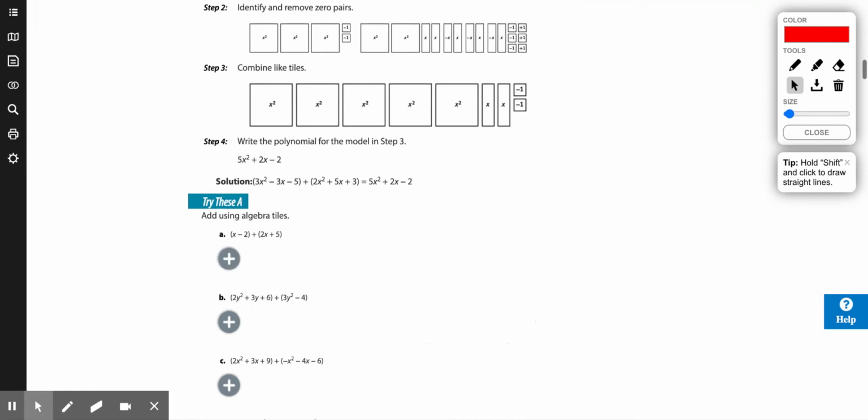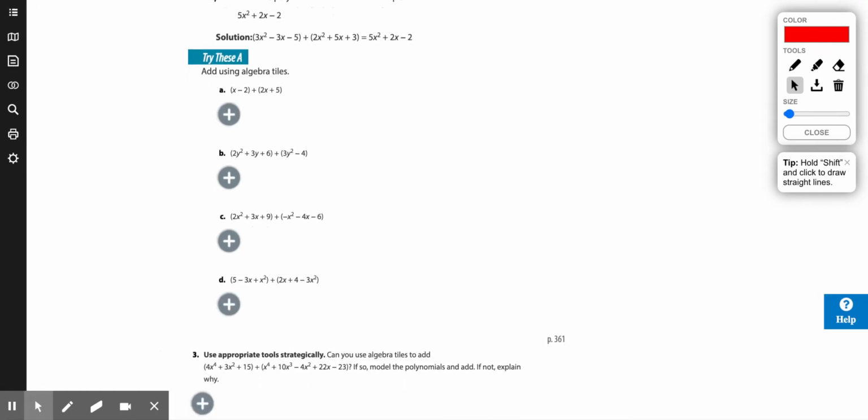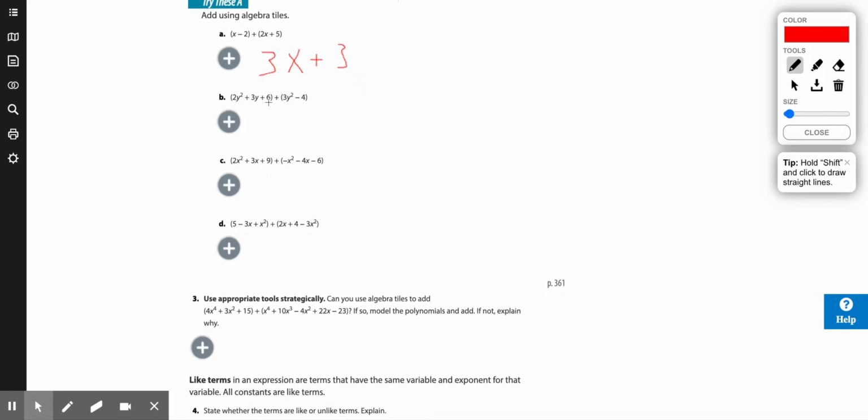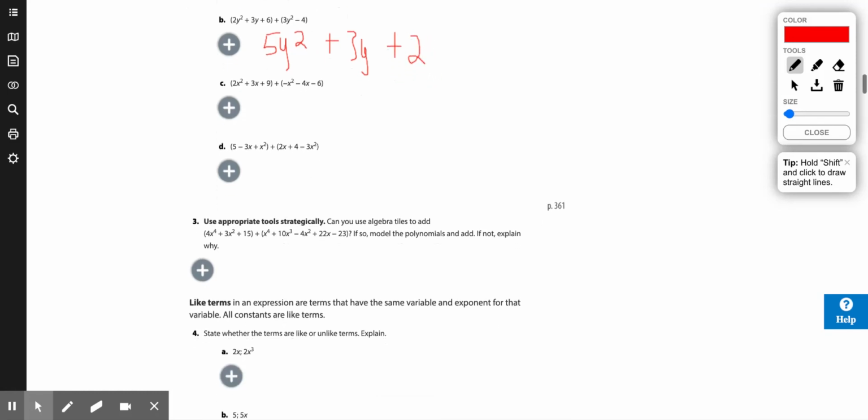All right, again, like terms. You have to be able to add like terms, and that's basically all there is to it. x minus 2 plus 2x plus 5, well, x plus 2x is 3x. Minus 2 plus 5 is plus 3, 3x plus 3. All right, 2y squared plus 3y squared, that would be 5y squared. I don't have any other y terms, so it's just plus 3y. And then I have 6 minus 4, which is 2.